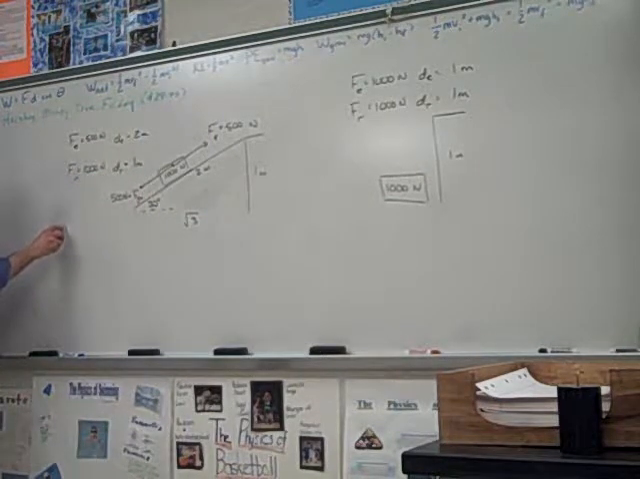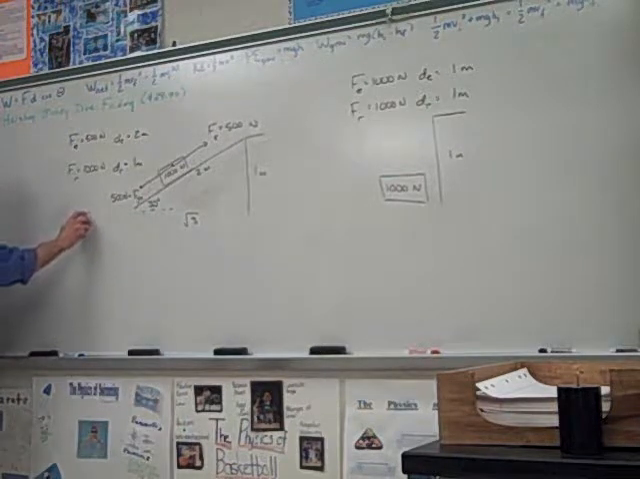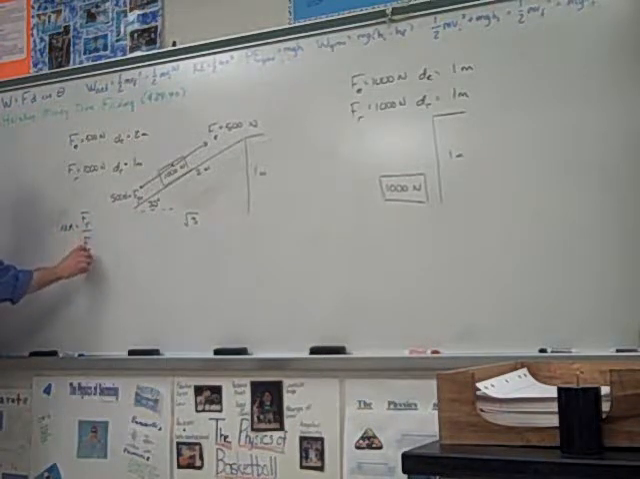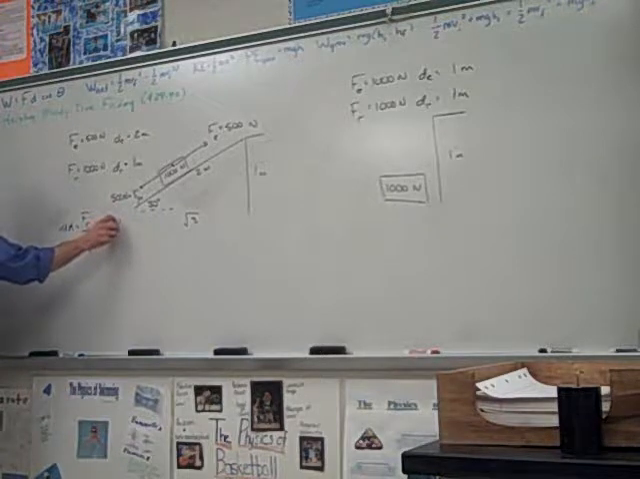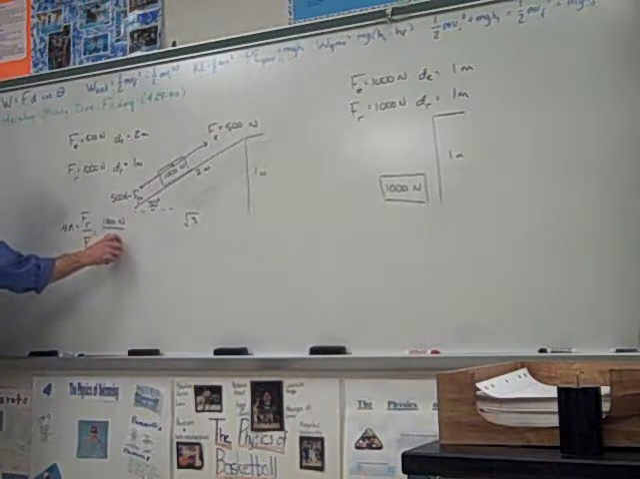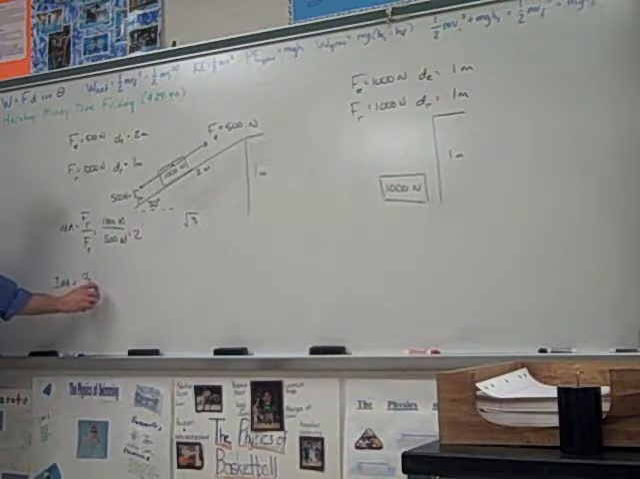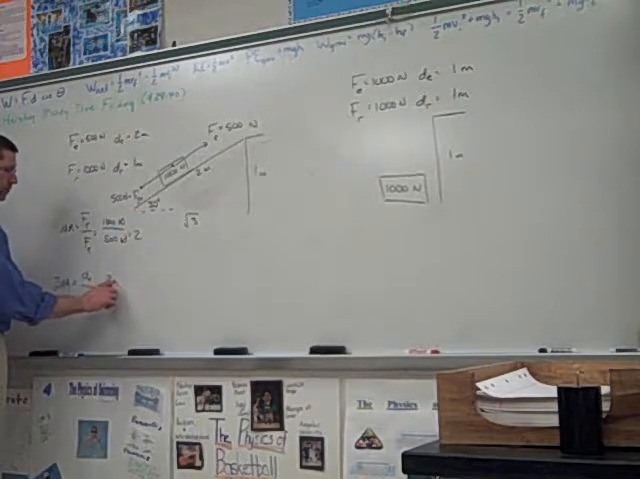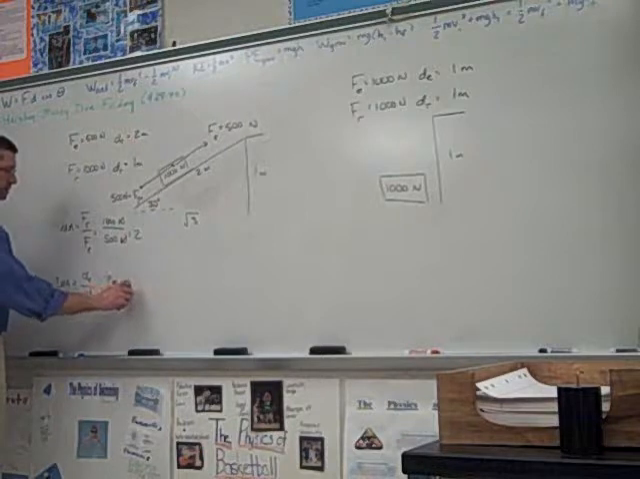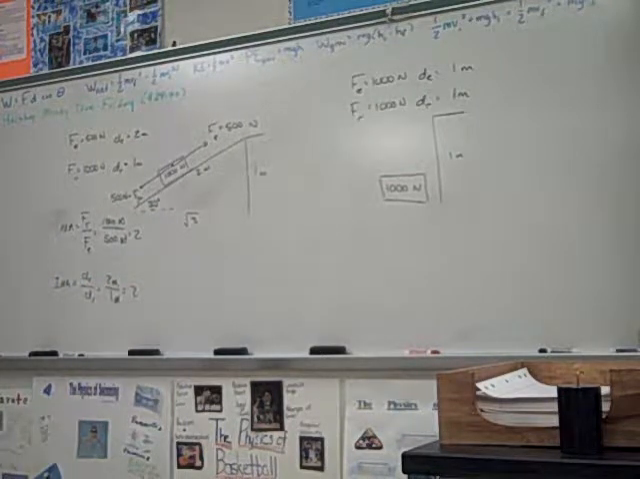Let's look at the mechanical advantage of the ramp. FR over FE, so 1,000 newtons over 500 newtons, newtons cancels, is 2. So this ramp multiplies my force by 2. The IMA, or the ideal mechanical advantage, is DE over DR, so that's 2 meters over 1 meter, or 2. So in this case, the MA and the IMA are equal.